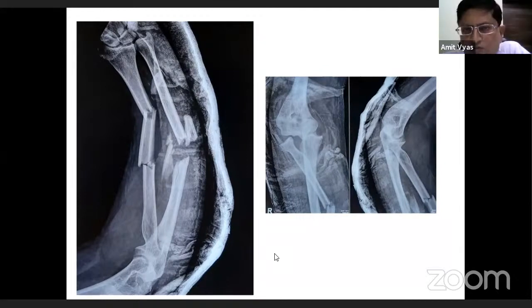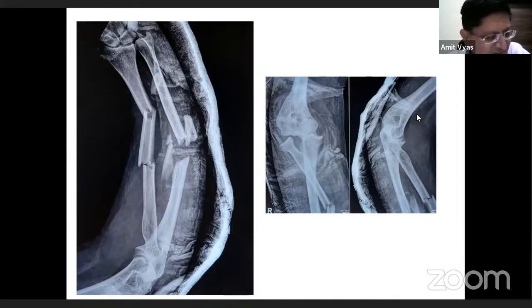So I will ask Dr. Narender Saini and Yogesh Sharma: are you in favor of fixing radius first or ulna first? Dr. Narender Saini. Okay, so probably he's not here. Sometimes silence is golden.